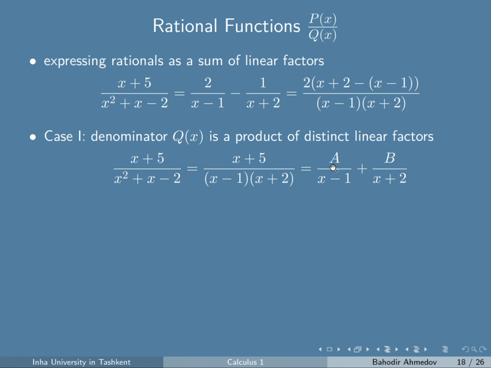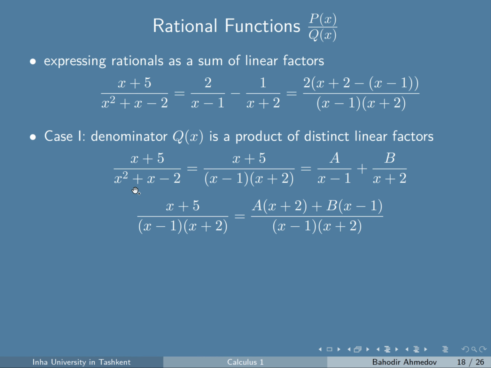So the only problem here is to find what a and b are, or figure out how to find a and b. The idea behind this is, given the common denominator, we're going to write down some rational function, and at the end we're going to equate this rational function with the original one. So if we take the common denominator, it's going to be written as a multiplied by x plus 2 plus b multiplied by x minus 1, right?